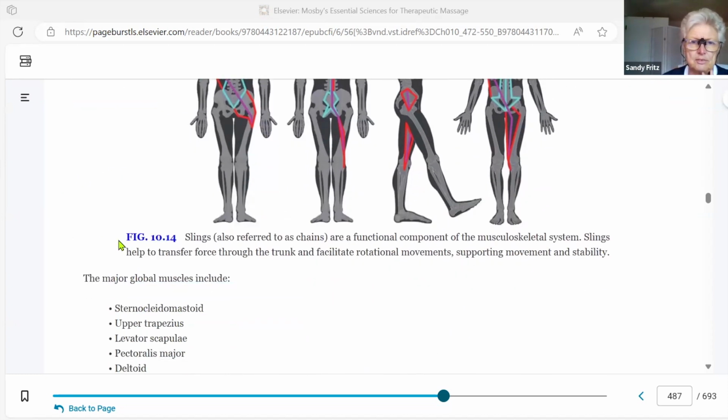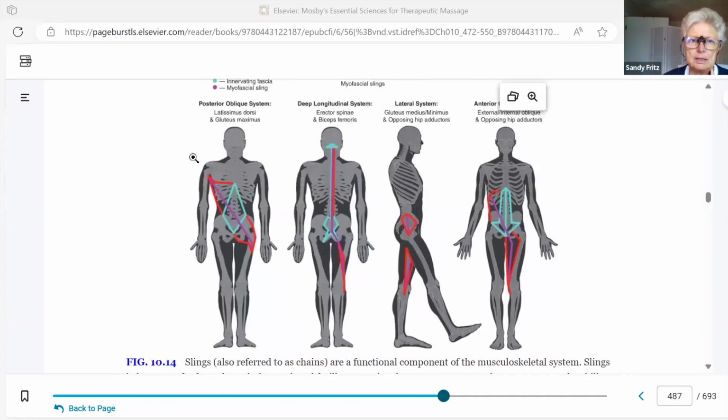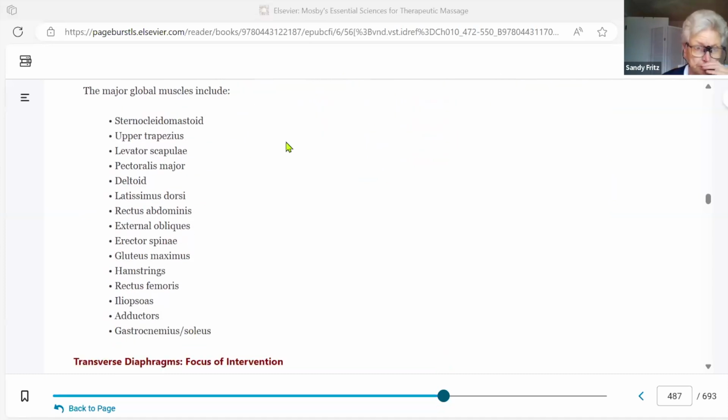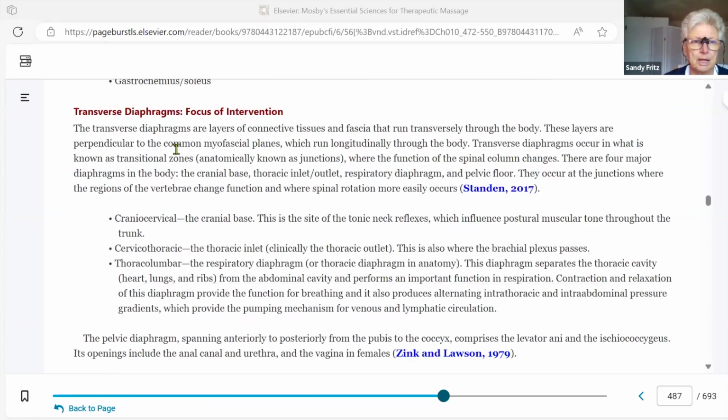Another term that you will see for this is slings or chains. There's been a lot of study on this. It's theoretical. It's used a lot in athletic performance and rehabilitation. So here are your major global muscles. And then we have tissues that cross transverse in the body. They're called diaphragms. And this is where a lot of forces cross and interact with each other.